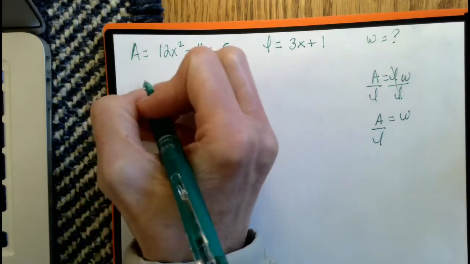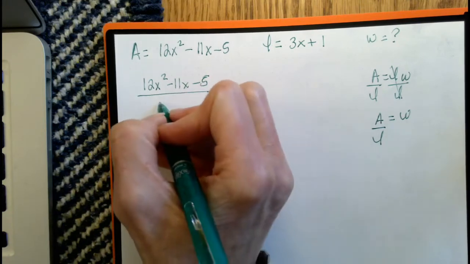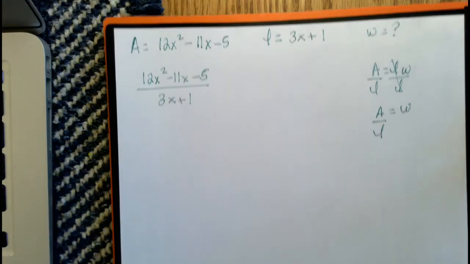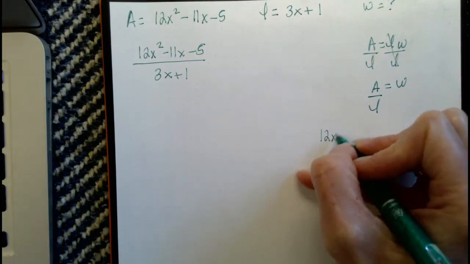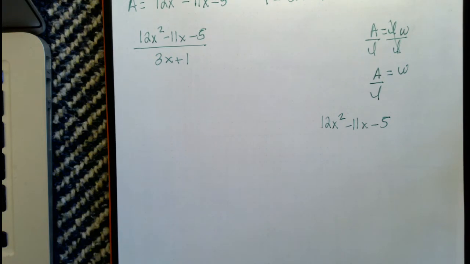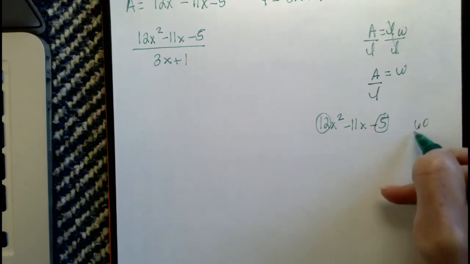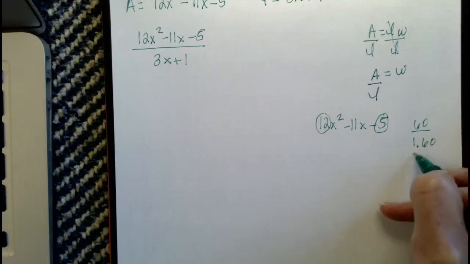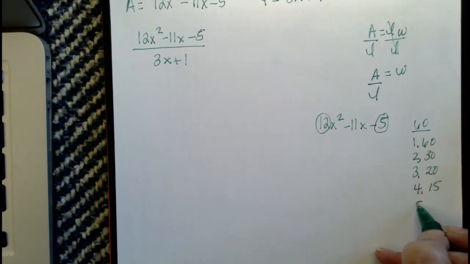In other words, we're going to take this 12x squared minus 11x minus 5, and we're going to divide by 3x plus 1. Well, in order to divide that, we're going to have to factor. We're going to split the middle of the 12x squared minus 11x minus 5. I'm writing off to the right here so that I've got space to write beside there. And we can take the 12 times the 5, which is 60. And the factors of 60 are 1 and 60, 2 and 30, 3 and 20, 4 and 15, 5 and 12, and 6 and 10.